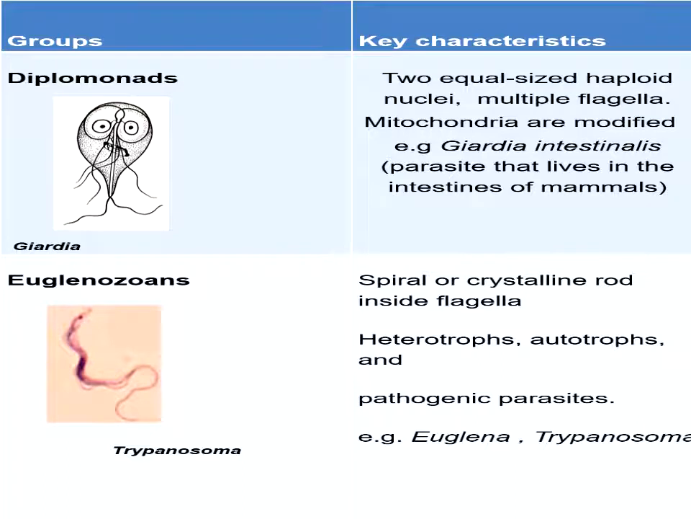Diplomonads have two equal size nuclei, from the name diplo, two. Alright, they have multiple flagella, and their mitochondria are modified. A good example is Giardia intestinalis, which is a parasite.